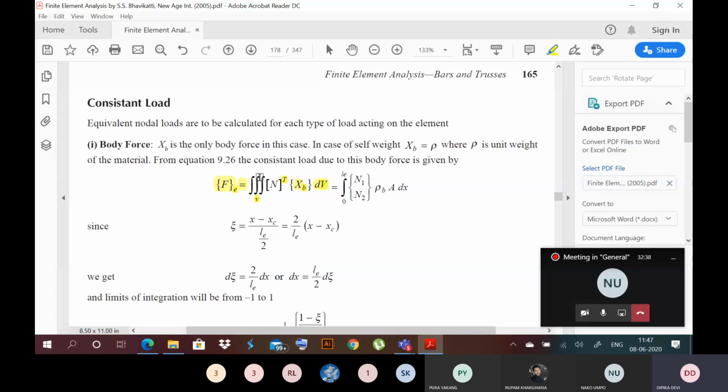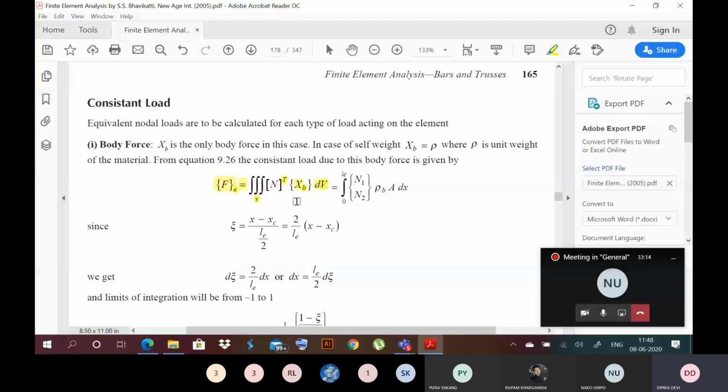So FB is the body force per unit volume, and here they have used XB. XB is the body force per unit volume. So the N transpose XB will give you the contribution of the body force for a small volume dV. Then you have to integrate over the volume of the element to get the contribution of the body force throughout the whole element. So the integration over volume can be converted to integration over length and integration over area. As area is constant throughout an element, the integration of dA will be equal to simply A, the area of the cross section of the element.